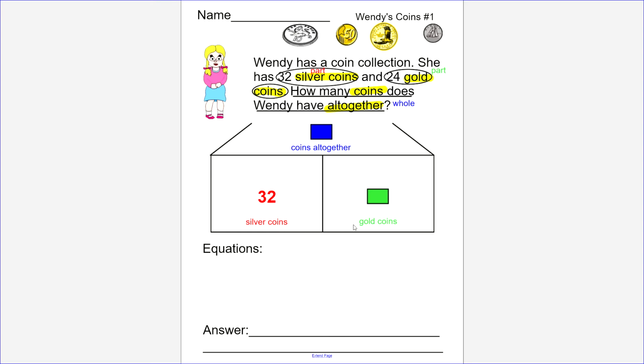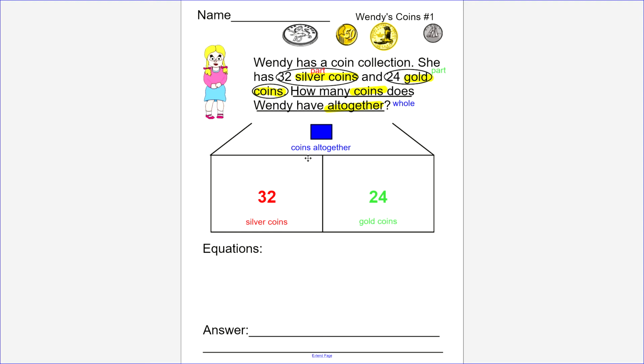Our other part is gold coins. Look back at the story problem. How many gold coins did Wendy have? What number goes with this part labeled gold coins? You're right. Wendy had 24 gold coins, so I will put the number 24 in the part labeled gold coins.